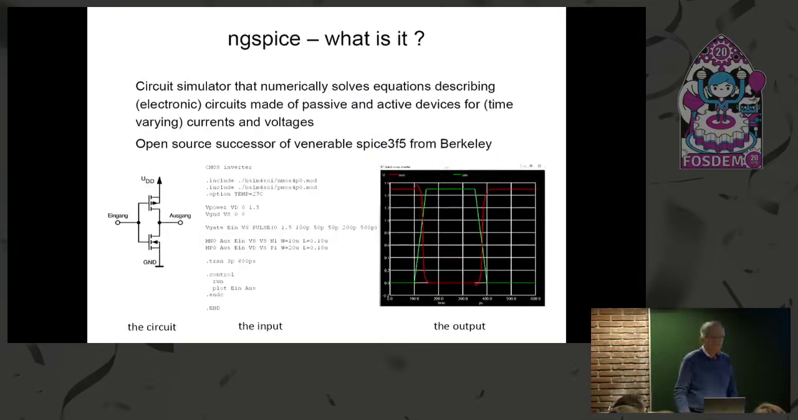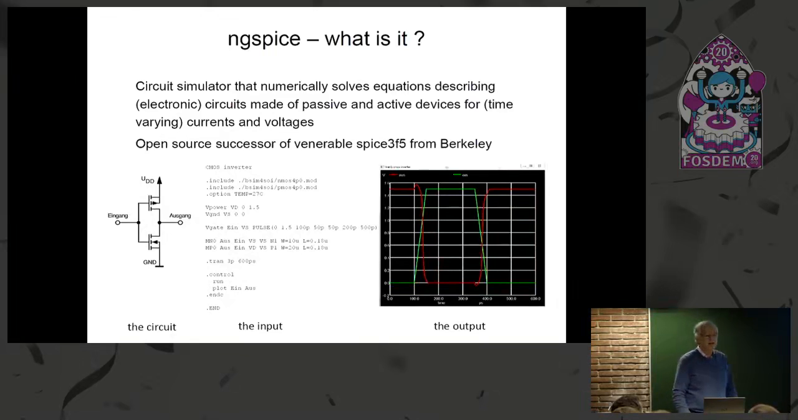Just to wrap up, ngspice, what is it? It's a circuit simulator. It solves the equations of electronic circuits, and these electronic circuits may be made of passive and active devices. We want to solve the equations for time-varying currents and voltages. And its name says it, it's the open source successor of the venerable SPICE-3 from Berkeley.